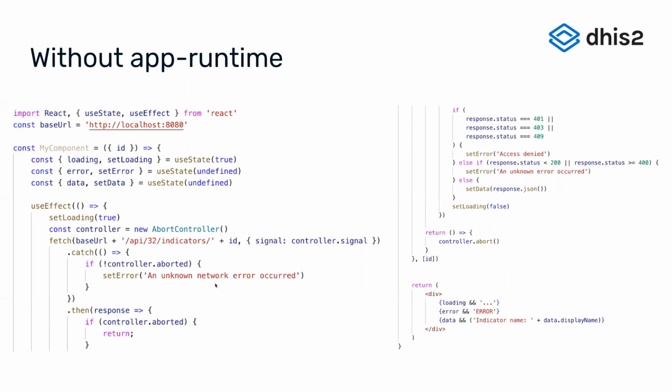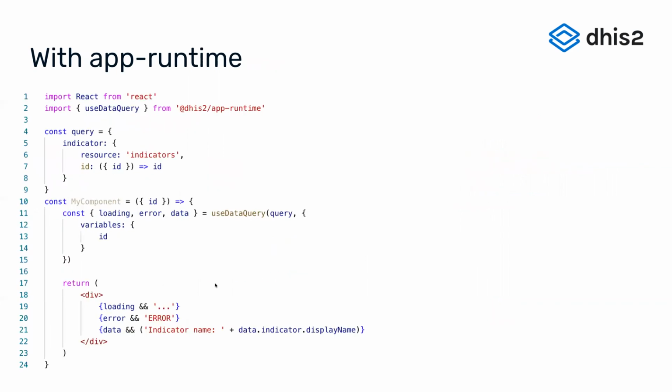And so the way we abstract that all away with our application runtime is by using what we call a data query. So you declare a query, which tells what instance or what type of data you want to fetch. In this case, we're fetching indicators, and we're fetching a specific indicator with an ID. And then we just have one line here that says use data query, which is a hook from our app runtime library that lets you fetch that data or request that data.